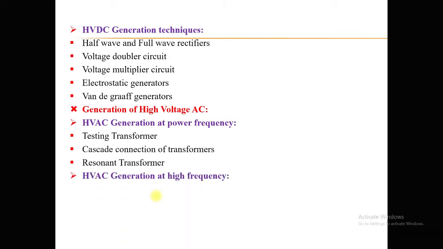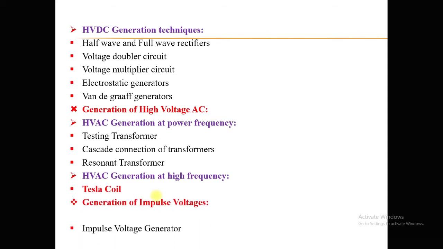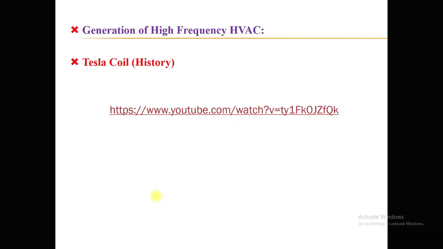So today our agenda is to discuss how the high frequency high voltage AC can be generated in high voltage laboratories. One is the Tesla coil, second is the impulse voltage generator. Our discussion for today's lecture is the Tesla coil.